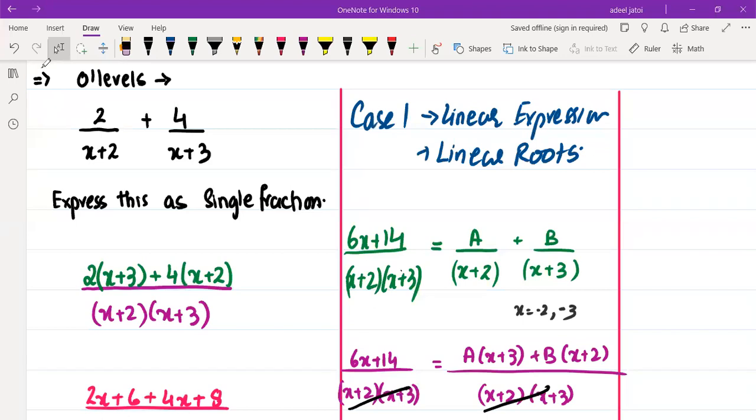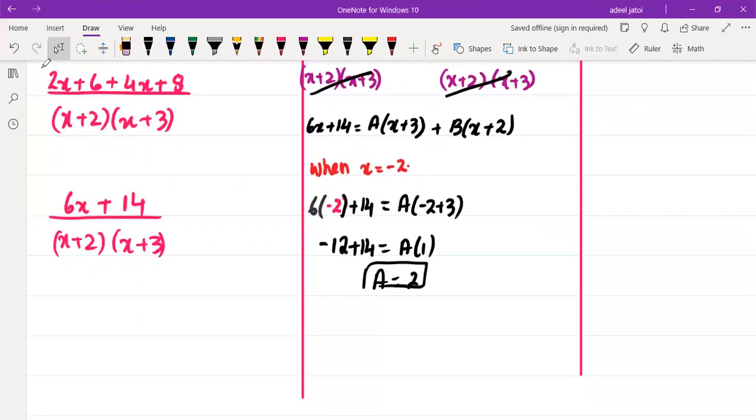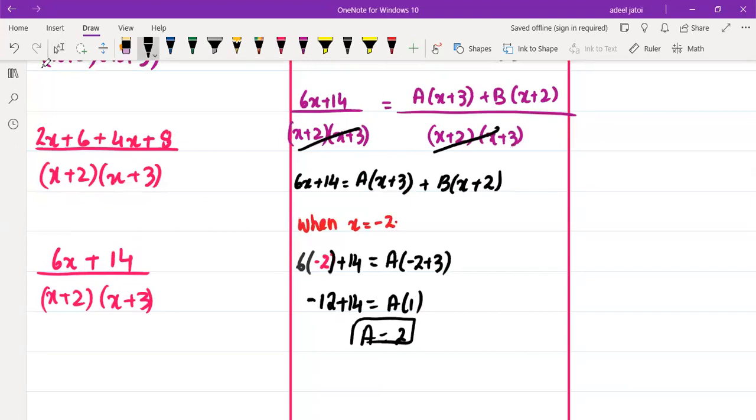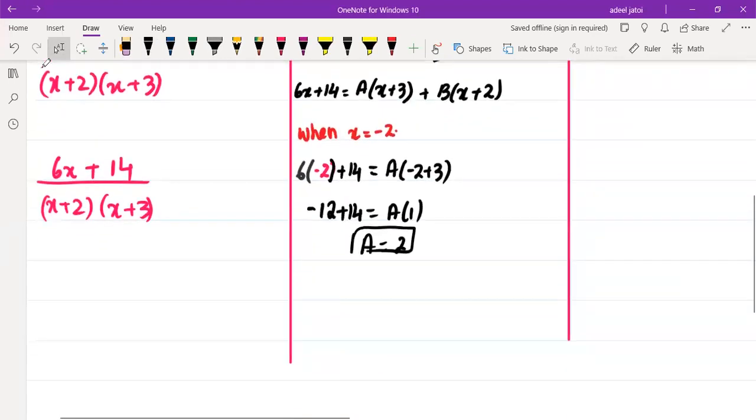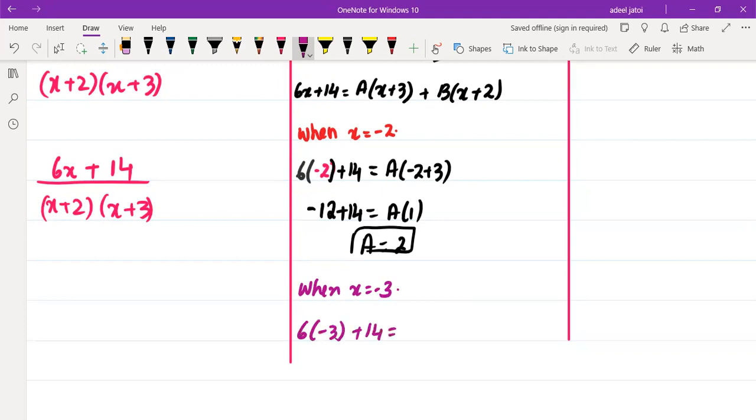Now let's just find out the value of b as well. We knew that x is minus 2. Do we know that the other value is minus 3? So let's just write down when x is equal to minus 3. So can we say 6 minus 3 plus 14? If we put down minus 3 in the bracket of a, minus 3 plus 3 will become what? 0. So since minus 3 plus 3 will become 0, you are left with minus 3 plus 2 only.